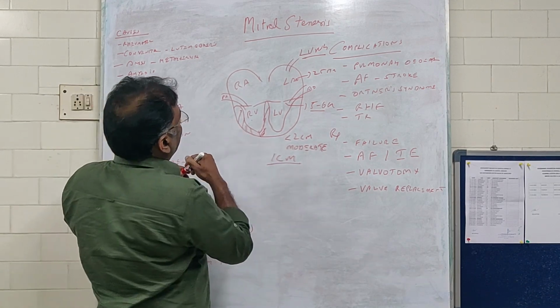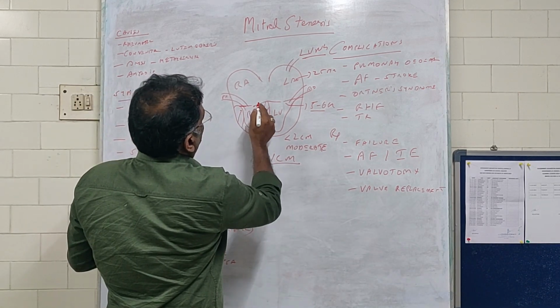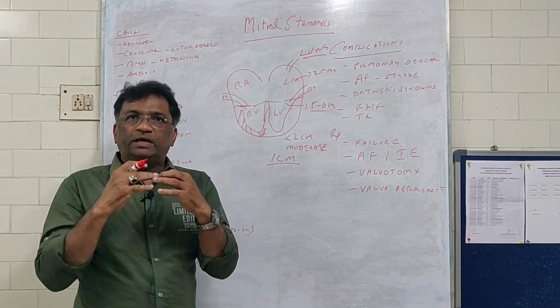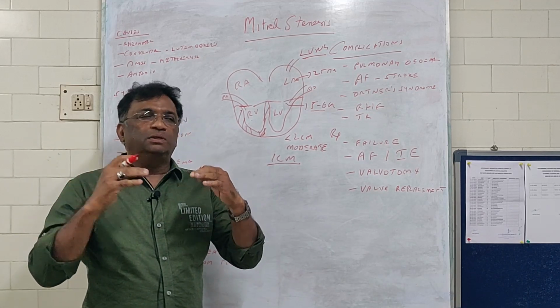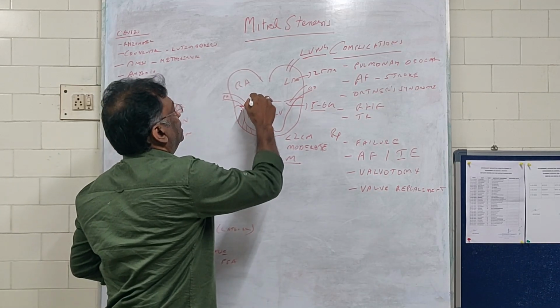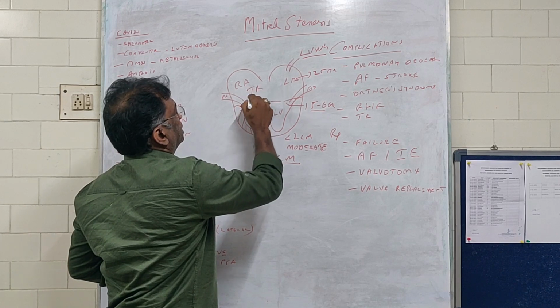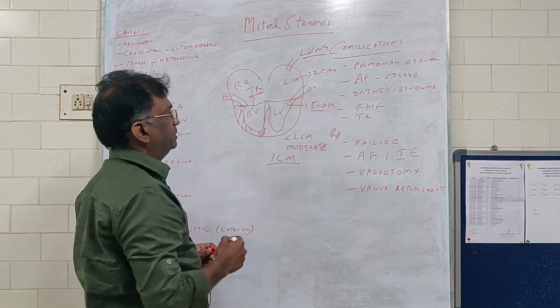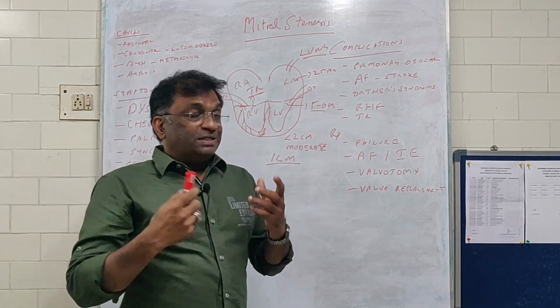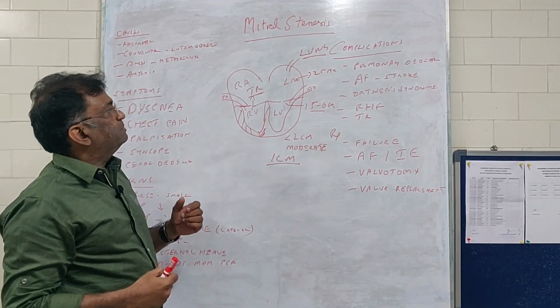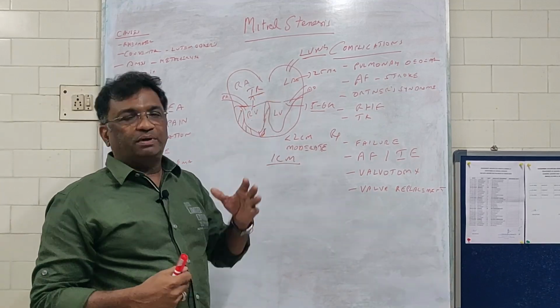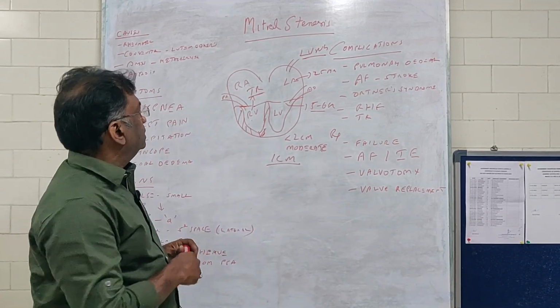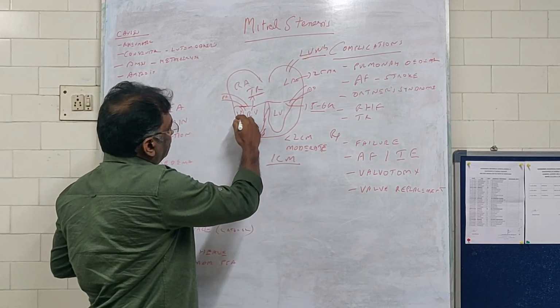Once it dilates, the tricuspid valve will not be able to come together. So because of the dilatation, you will have a functional TR, functional tricuspid regurgitation. This is the hemodynamics. Okay. How does it manifest clinically? Symptom wise, I told you the patient has shortness of breath on exertion. I told you how.